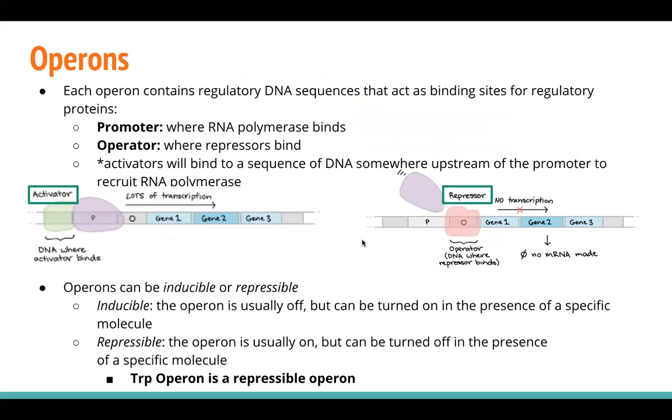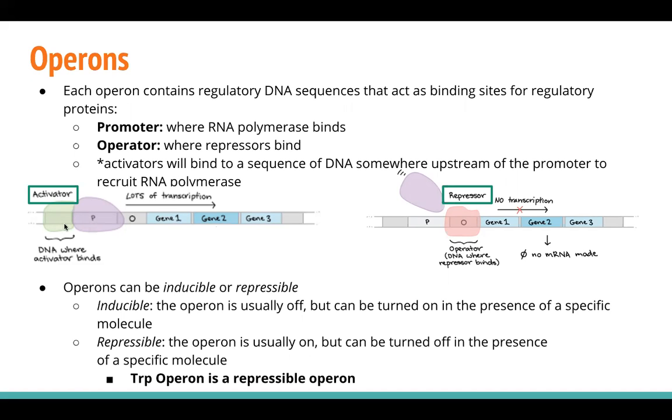So just a little bit more before we talk about the trp operon. Each operon contains regulatory DNA sequences that act as binding sites for regulatory proteins. The promoter is where the RNA polymerase binds, like we talked about, and the operator, which is different, is where repressors bind. Repressors, like I mentioned, will stop transcription, whereas activators will bind to the DNA somewhere before the promoter. If you look at where Sebastian's cursor is, the activator would bind before the promoter. It's that green blob. So it would bind basically before RNA polymerase.